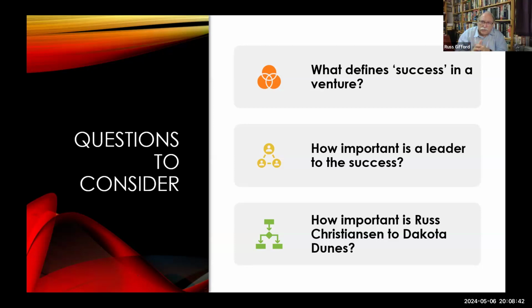So, to get back to the three questions I'd ask you to start with: What defines success in a venture? How important is a leader to that success? How important was Russ Christensen to this? You know, it was his take on this idea, and the ability to say, yeah, I'm looking at it, and yeah, it's a lot of money, but I am going to act decisively. I am going to request that money. Yeah, is that my future I'm putting on the line if this doesn't work? Probably so. That's a failure that you probably won't overcome. But he believed in it strongly.